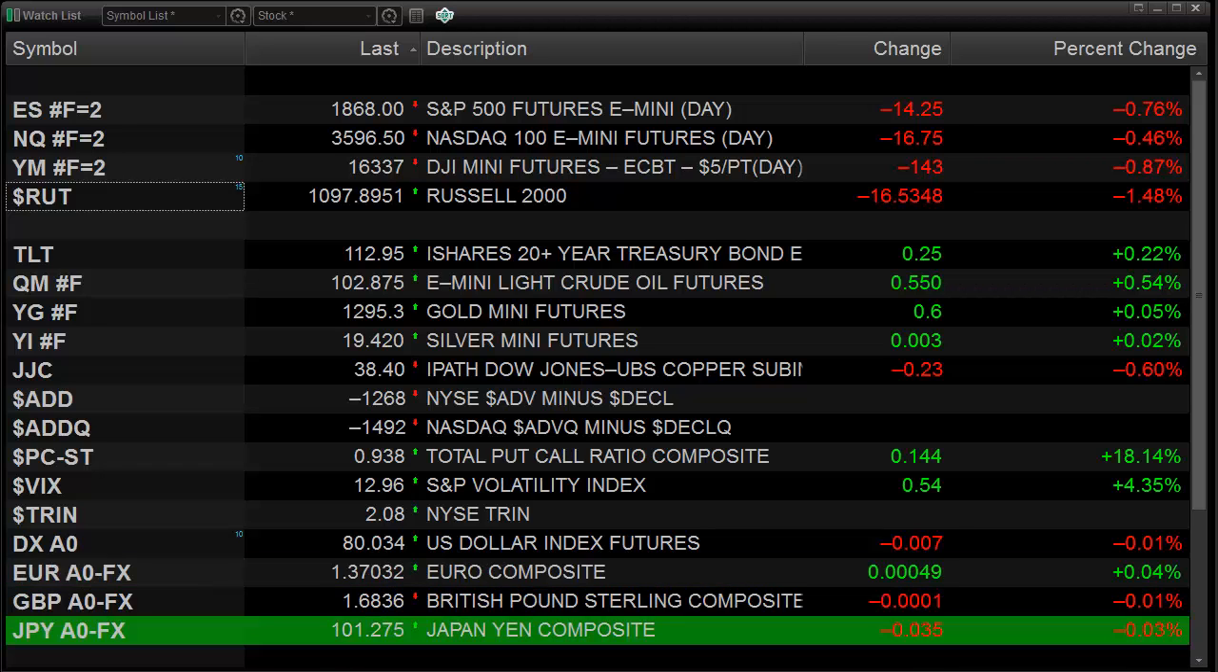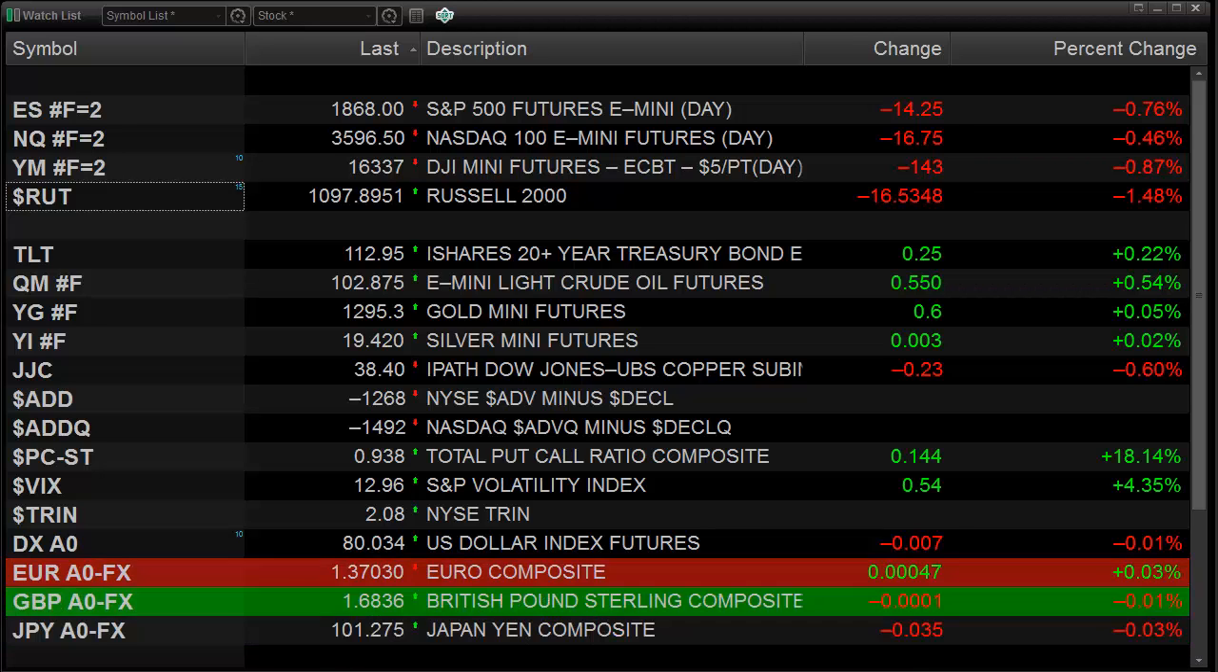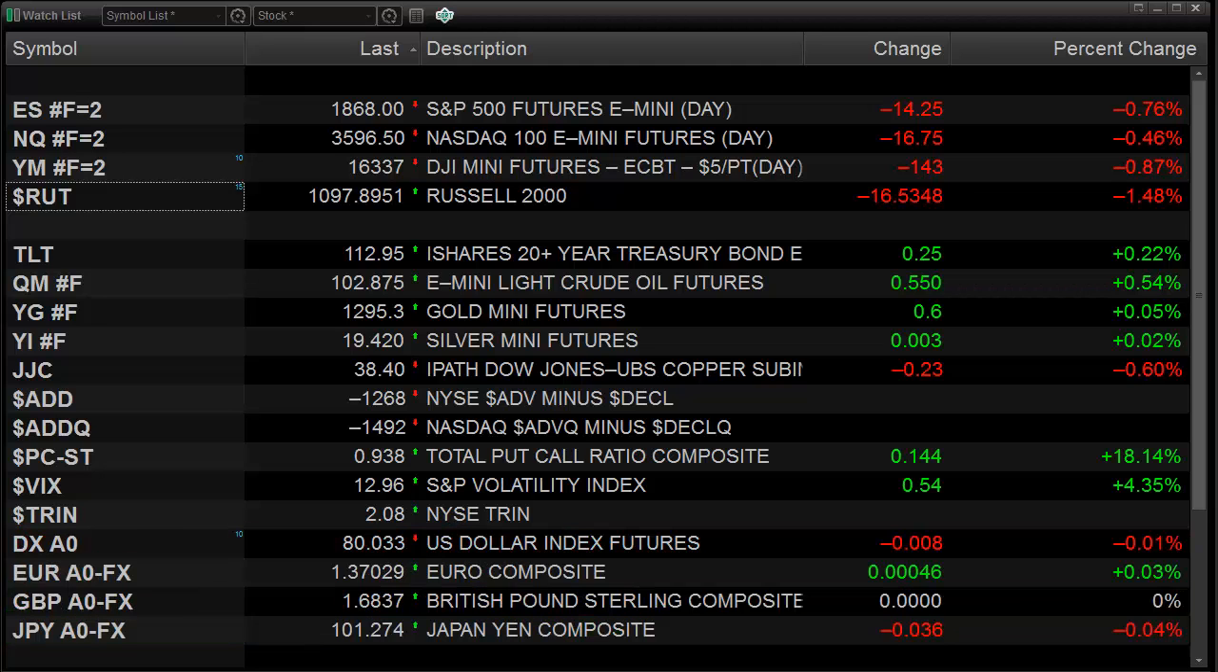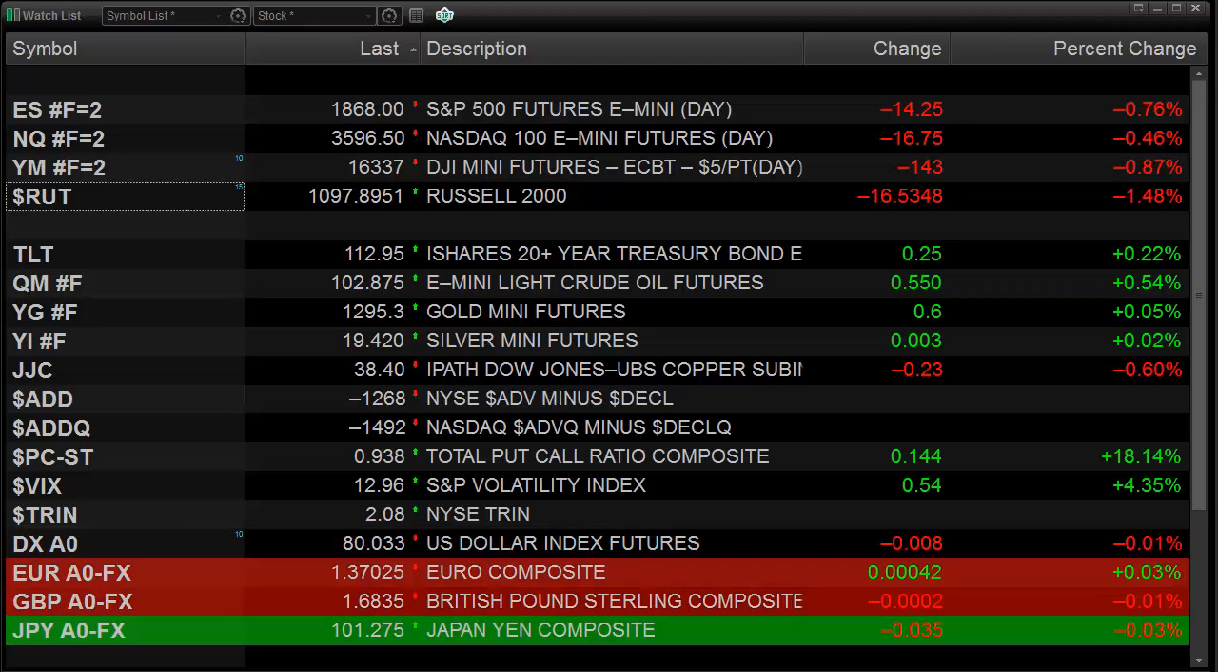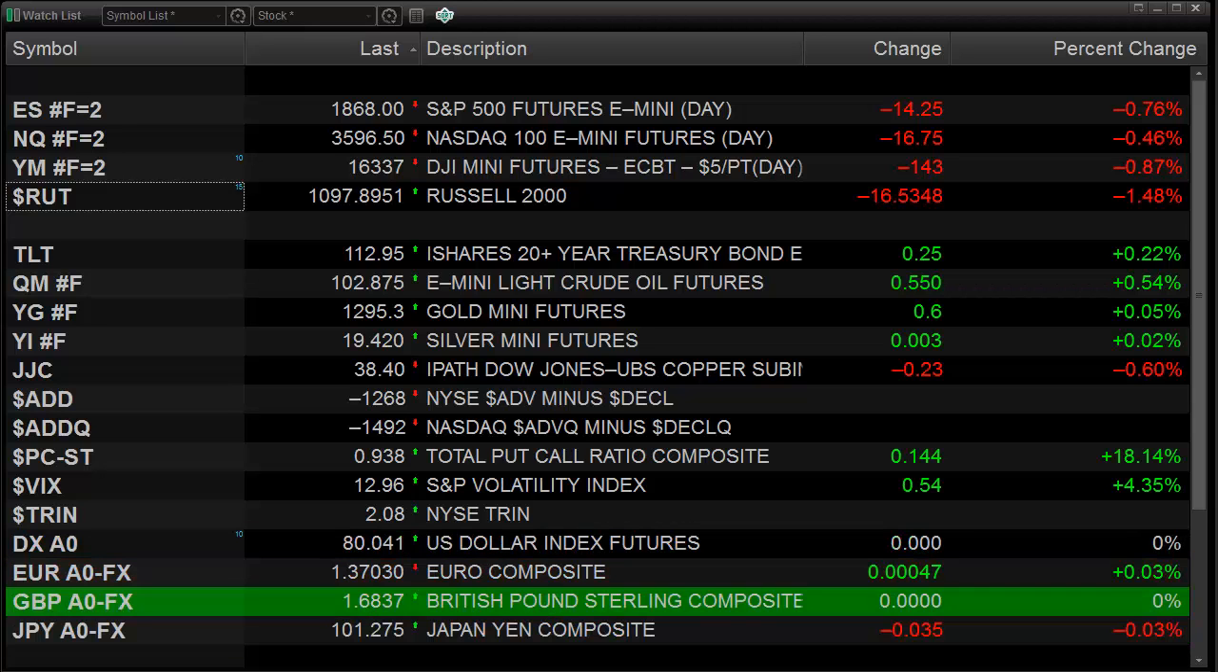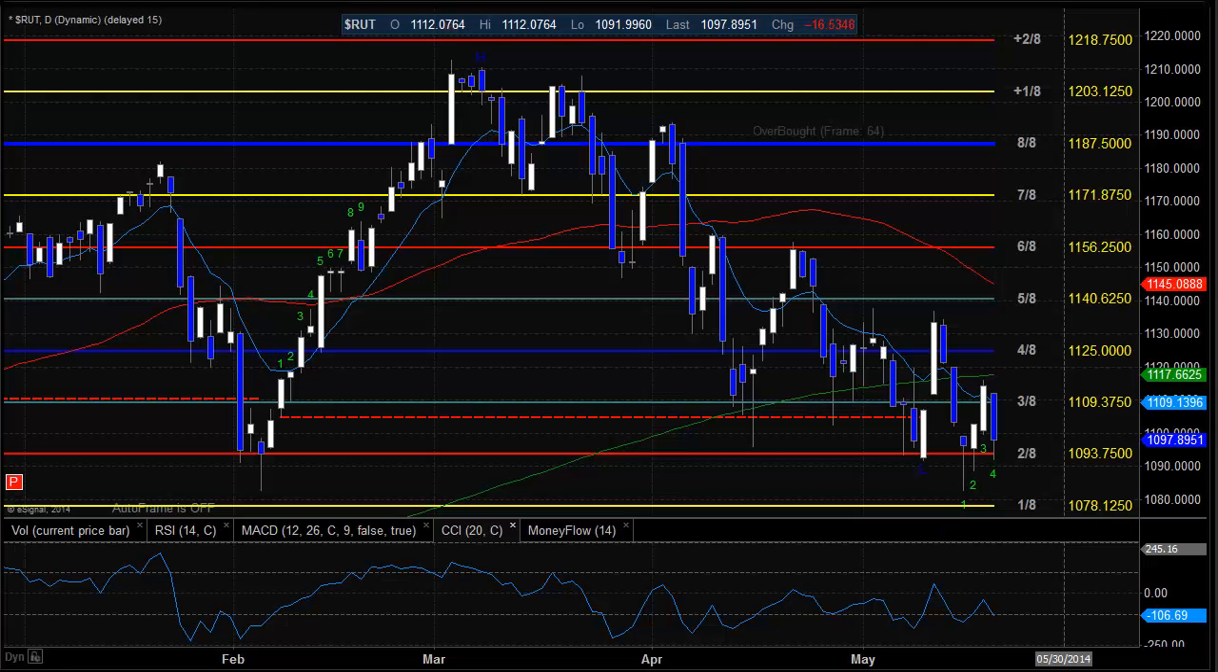Minus 1,250 issues on New York, minus about 1,500 issues on the Nasdaq side, and the trend was at 2.08, which is going to start to elevate our 10-day average, which is something that we're definitely going to take a look at tonight. Let's start tonight with the weakest to the strongest today.